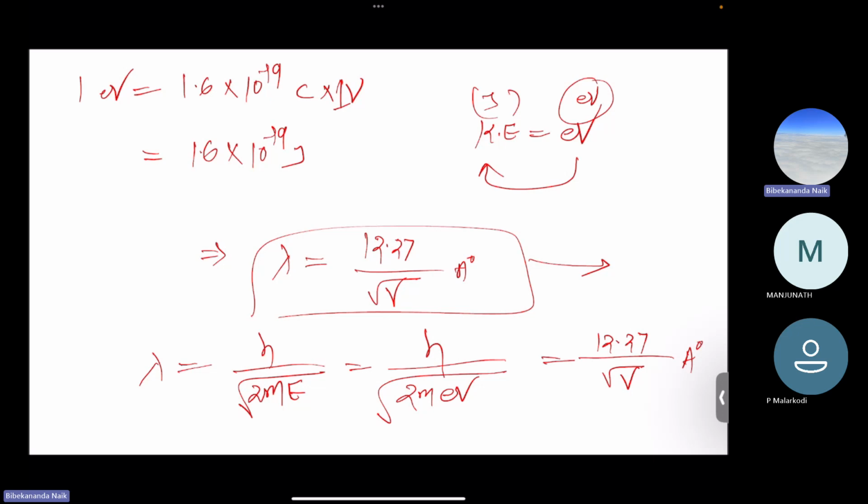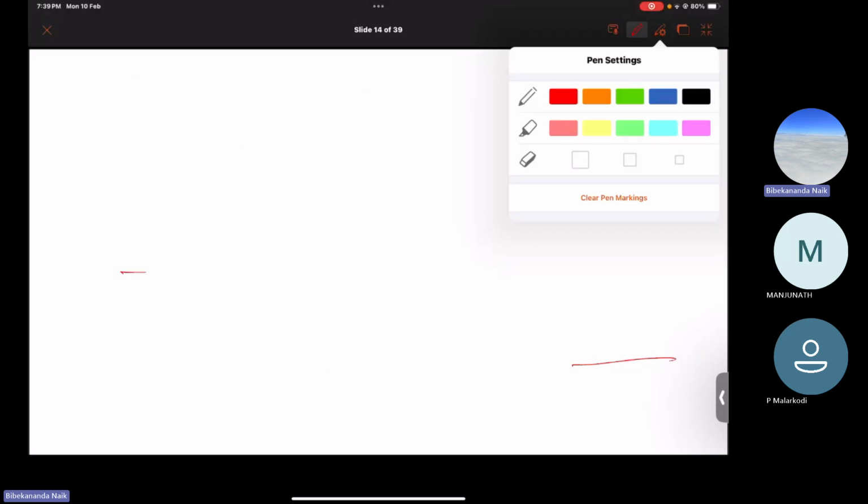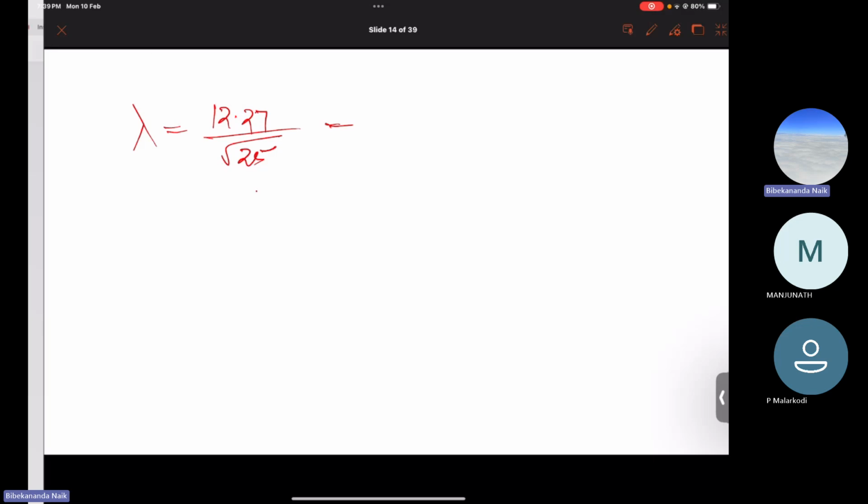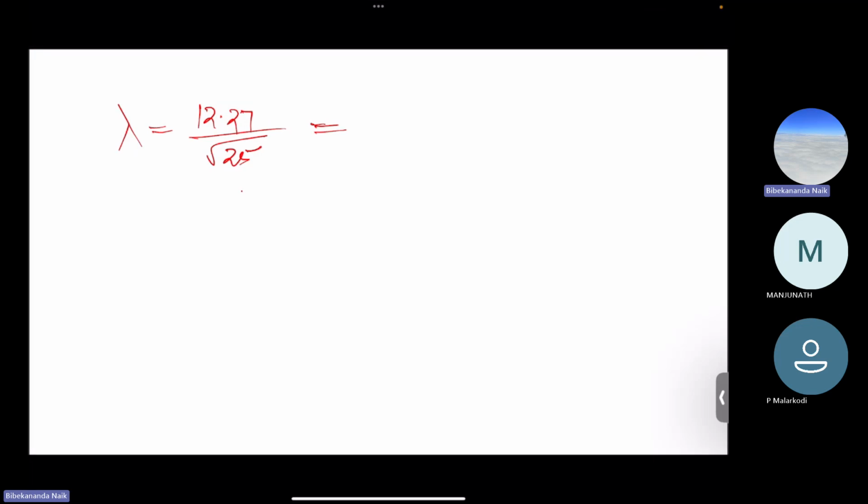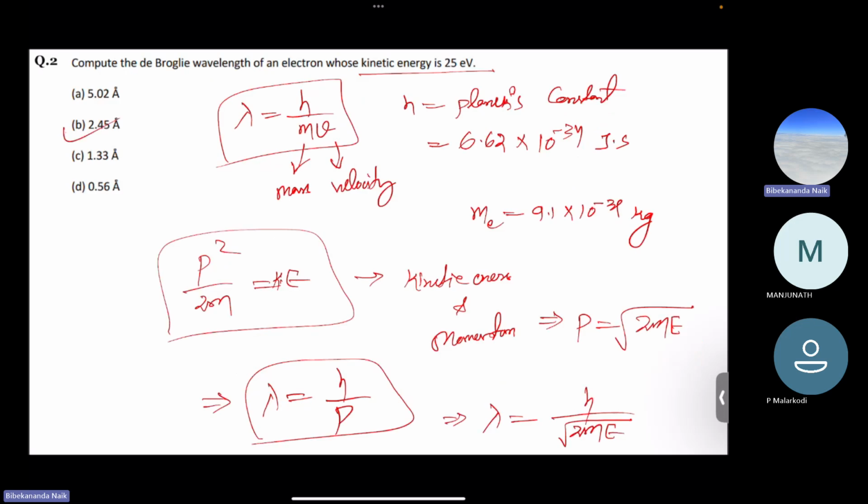So if you use that, what will be the value? Lambda will be 12.27 divided by root over of 25, because the energy is 25 electron volt. So it will be 12.27 divided by 5, which comes out to be 2.45 Armstrong approximately. So the correct answer is 2.45 Armstrong.